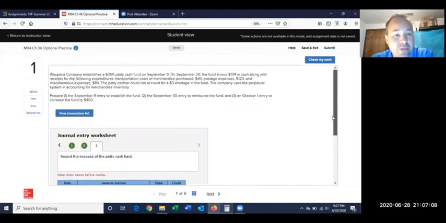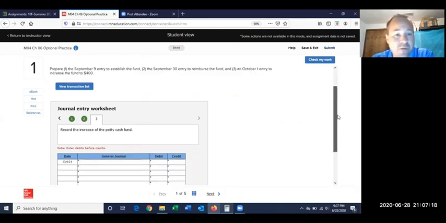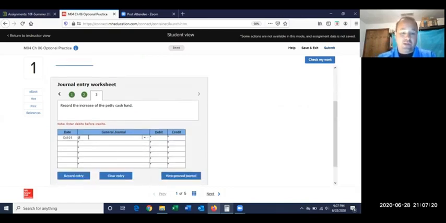Then the only other thing I need to do is show that the company decides to, on October 1, beginning of next month, increase the amount from 350 to 400. So that's an extra 50 bucks. So we need to show that we're going to debit our petty cash by the 50.